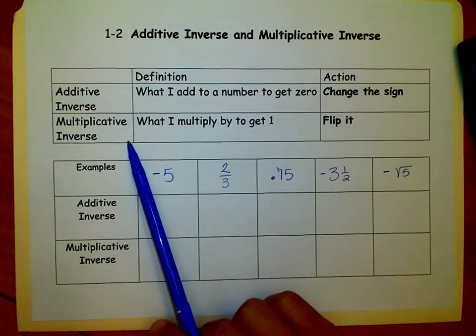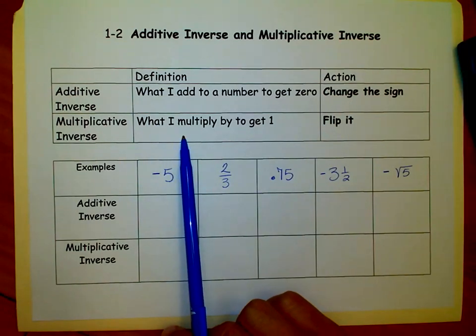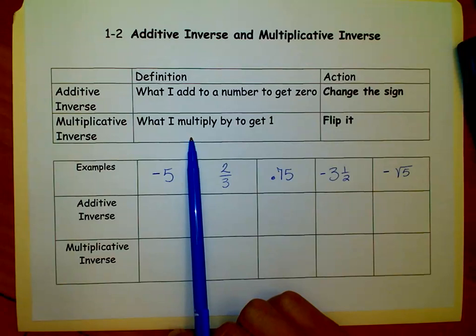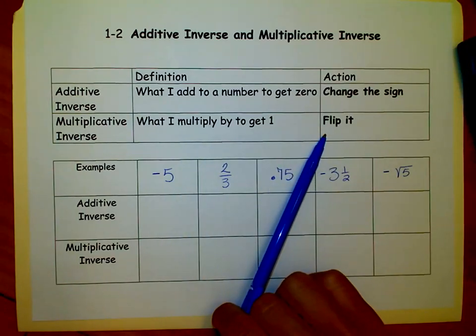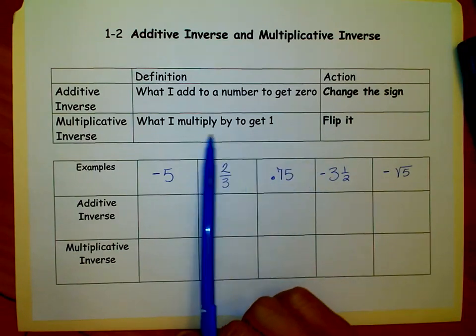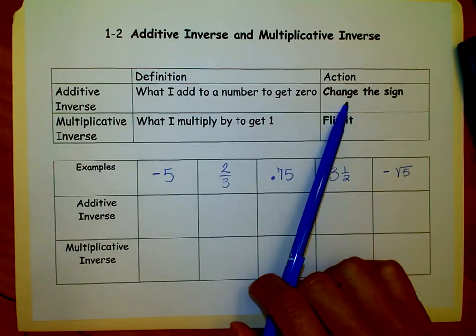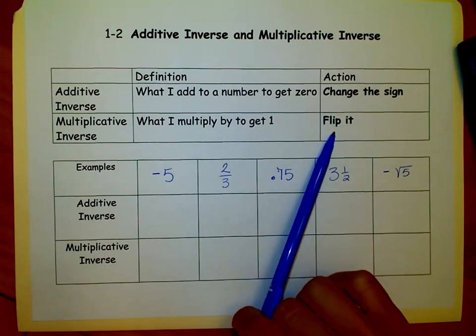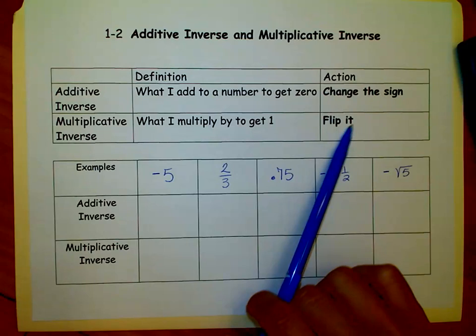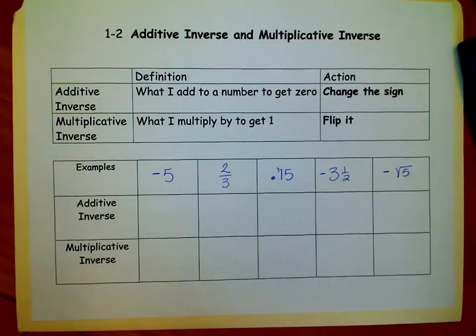A multiplicative inverse is whatever I would multiply by to get a 1. And so in that case, we just flip it, because 2/3 times 3/2 is 1. They cancel. So basically, when it's asked to find the additive inverse, you change the sign, the positive or negative. And when it asks to find the multiplicative inverse, you flip it. And this gets a little tricky depending on what form you're given.